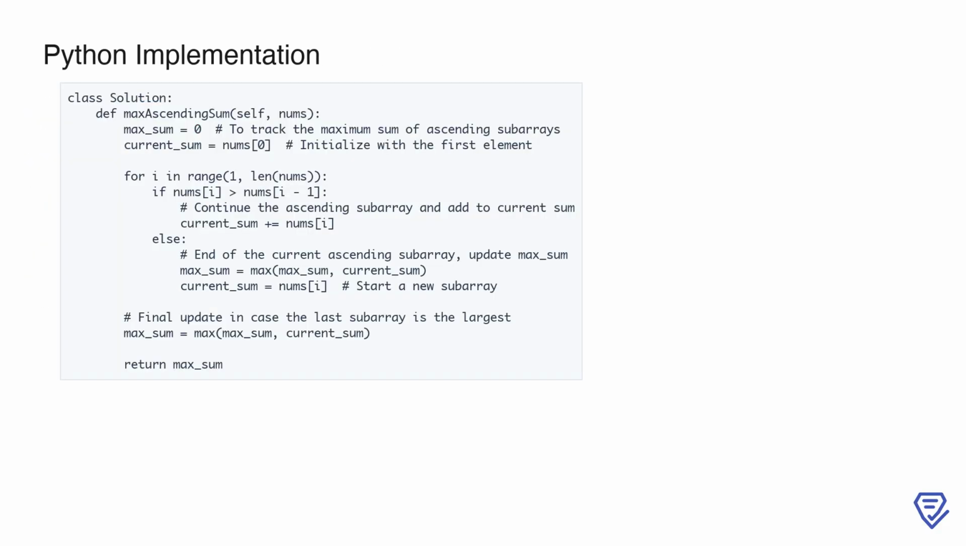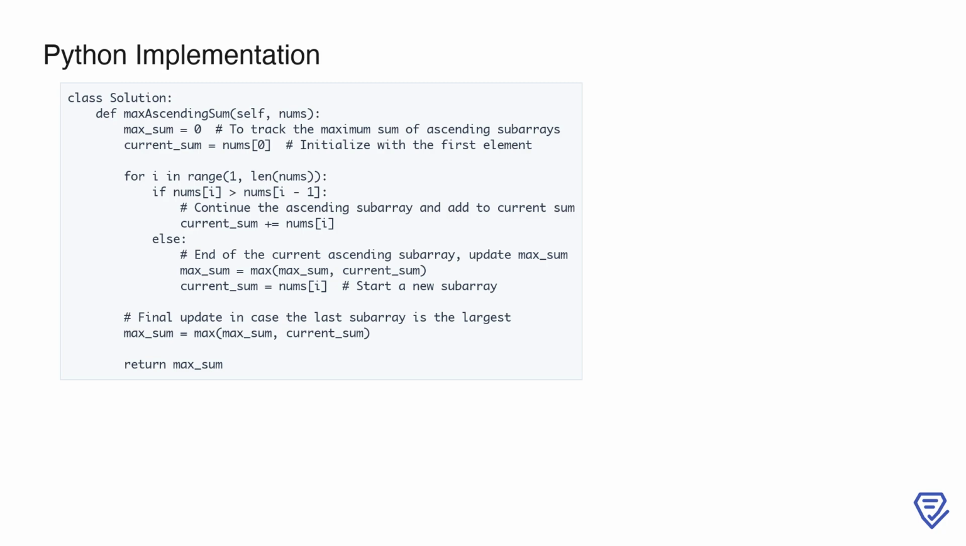This Python implementation solves LeetCode problem 1800, maximum ascending subarray sum, using an iterative approach. The goal is to find the maximum sum of strictly ascending subarrays in a given list of integers. The max_ascending_sum function starts by initializing max_sum to 0, which keeps track of the maximum ascending subarray sum encountered so far. The current_sum is initialized to the first element of the array since we assume at least one number exists in the input.